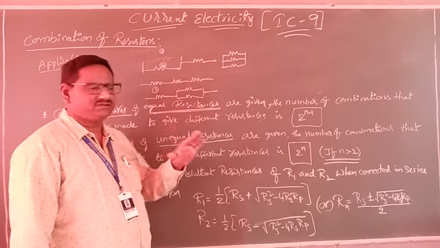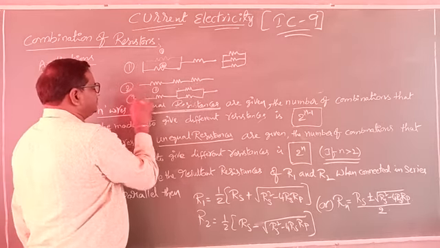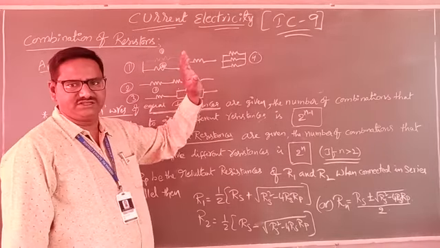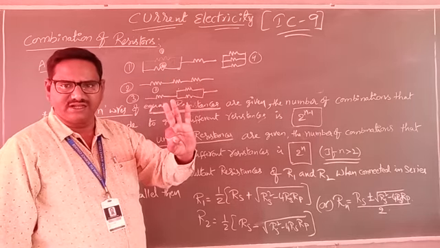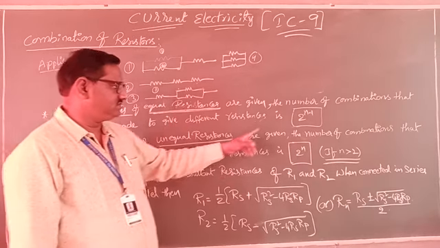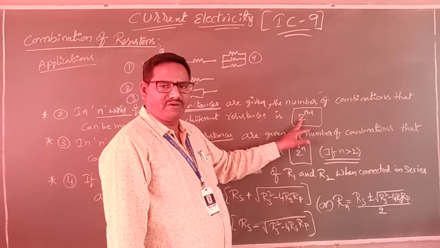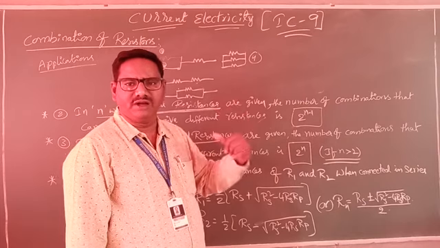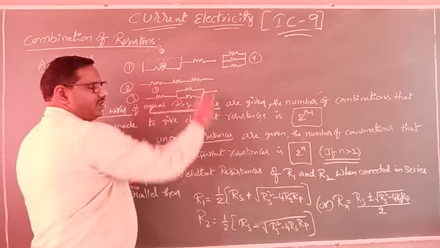Suppose you have 3 wires like this, how many combinations do you have? One is this one, second is this one, third is this one, and fourth is this one. So 4 combinations. If you have 3 equal resistors, in which combinations can you arrange them? Now the n value is 3. So 2 power 3 minus 1 is 2 power 2, how much is it? 4. So we have 4 combinations, like this.